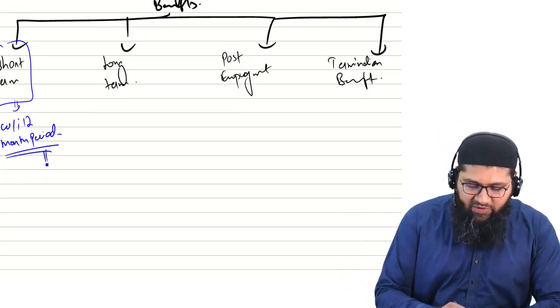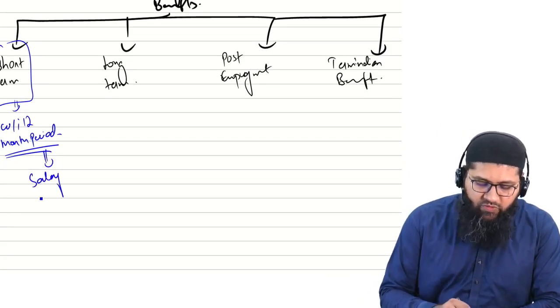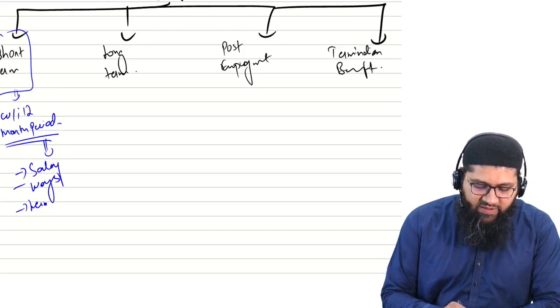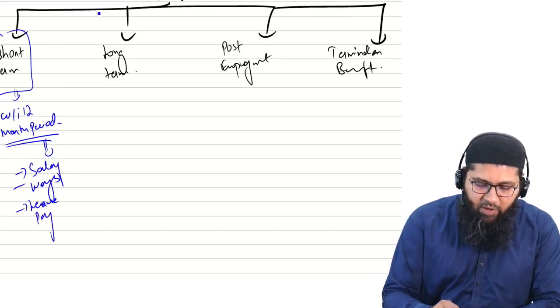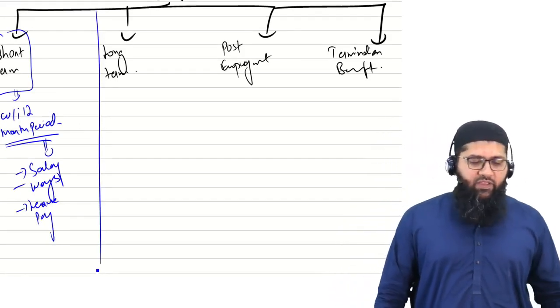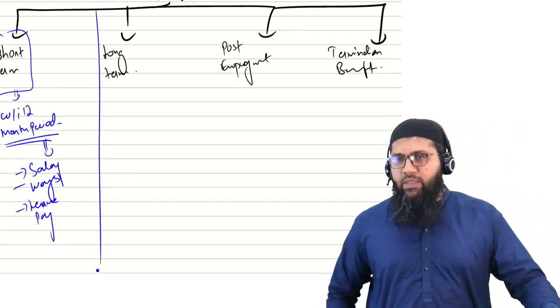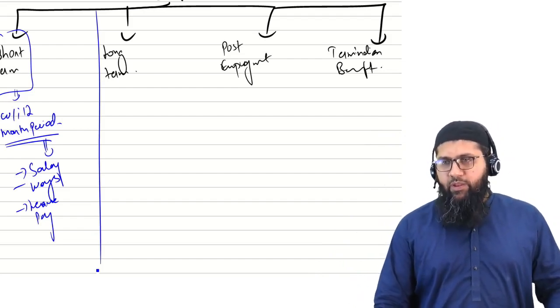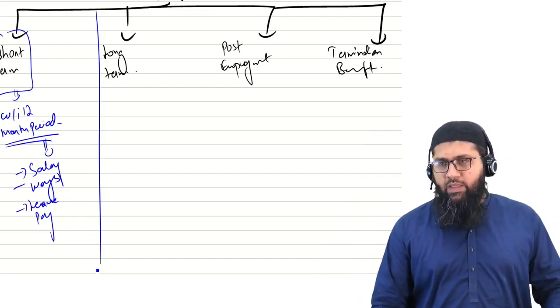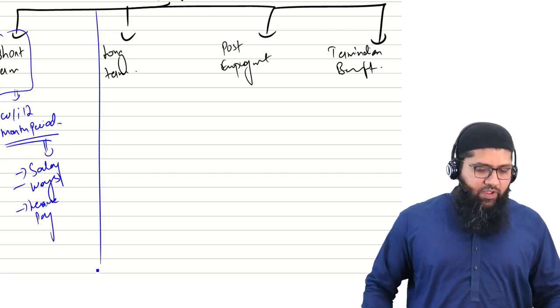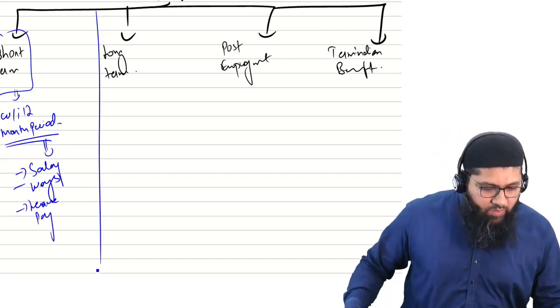Generally speaking, your salary, wages, leave pay, etc., are all examples of short-term employee benefits. I repeat, they're all examples of short-term employee benefits. Now what next is there? Let's try to discuss further.